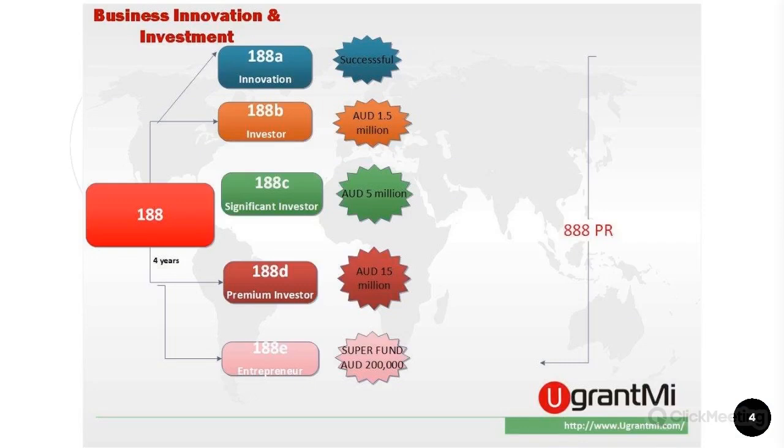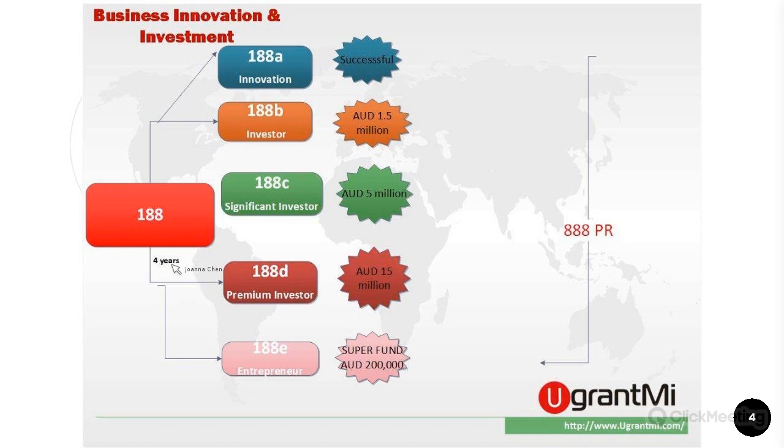Now, this is the type of visa. I think what really amazes me about these types of visas is that a lot of people ask me how to become eligible for an Australian business visa. This outlines the 188 type of visas. I mentioned that we have 5 streams of visas.